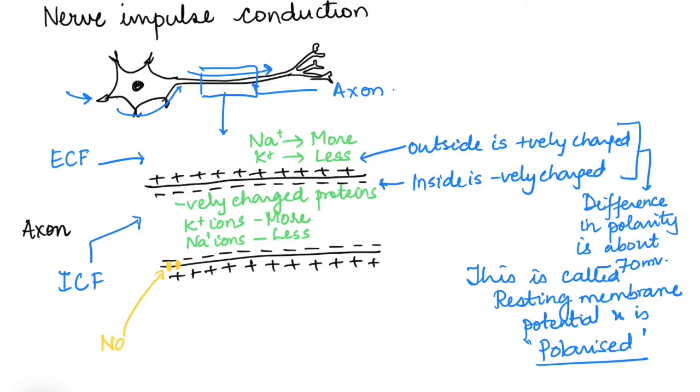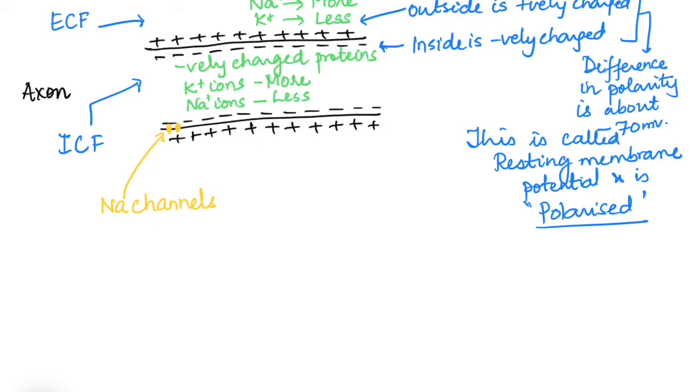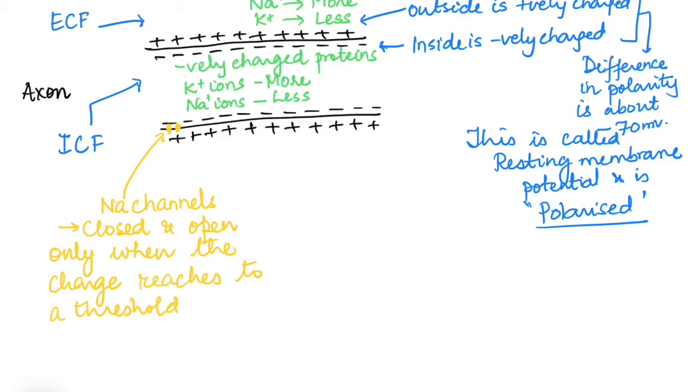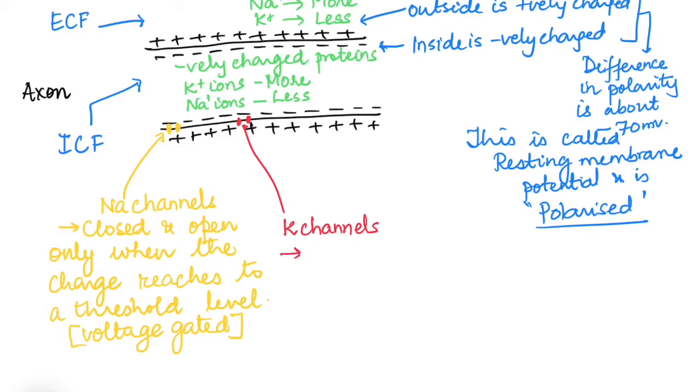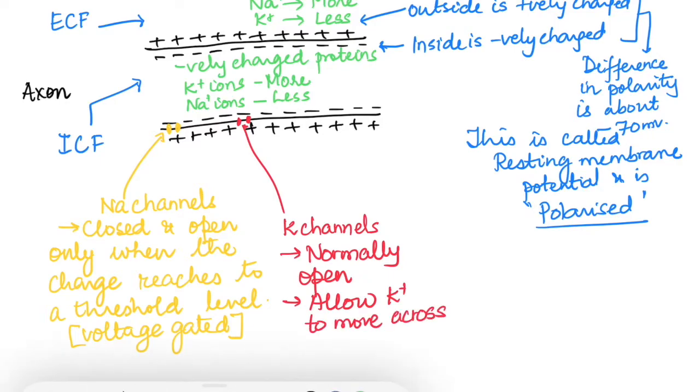Now, this happens due to three channels that are present in the membrane. There are sodium channels which are normally closed and they open only when there is a specific charge level which is reached there. So, if the charge is at a particular threshold level, then it opens. So, it is called as the voltage gated channel. There are potassium channels which are normally open and allow potassium ions to move freely. So this allows a free movement of the potassium ions whenever there is any difference in the polarity.